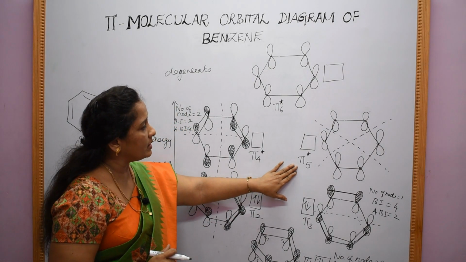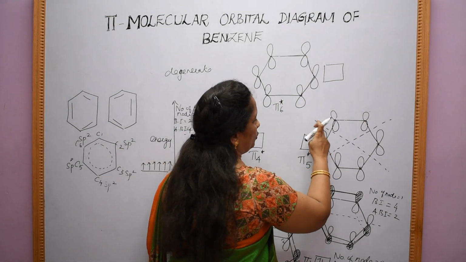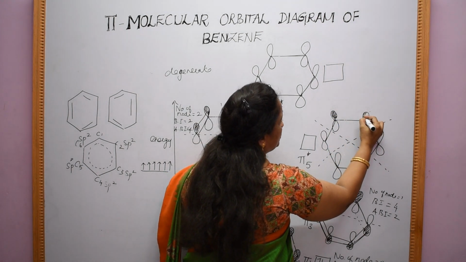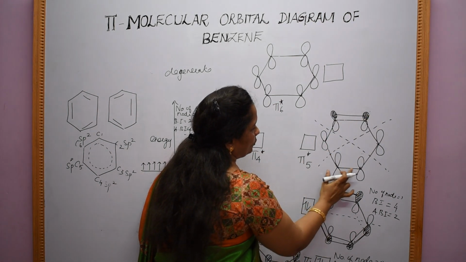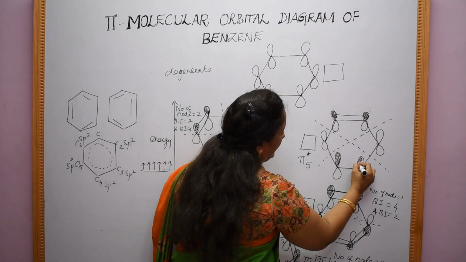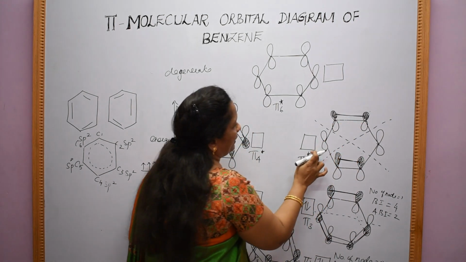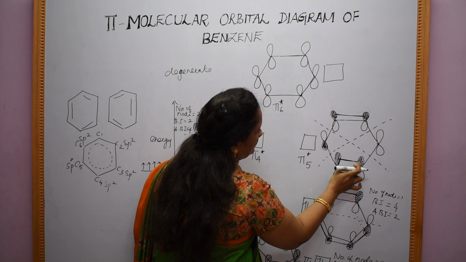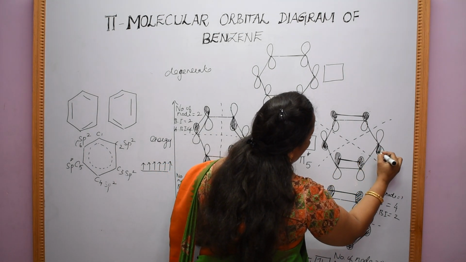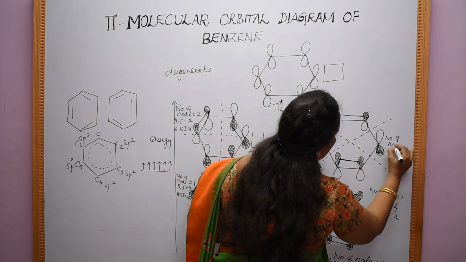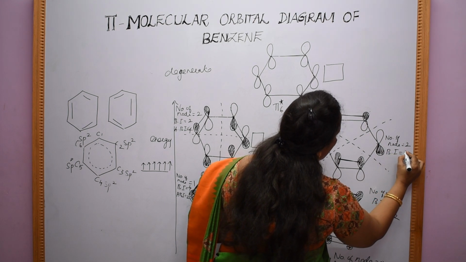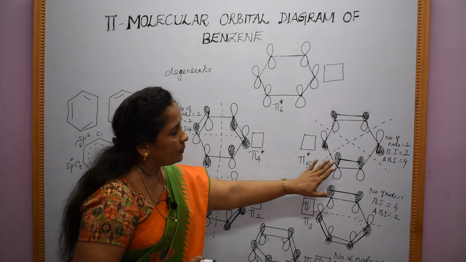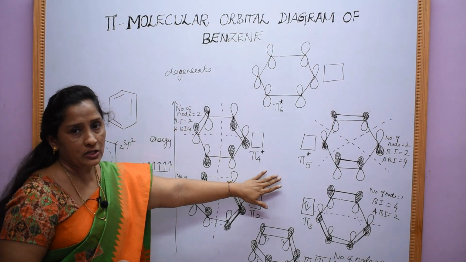Coming over here for the pi star 5 molecular orbital, we are having 2 nodes which are crossing the molecule like this. So let us see how many bonding interactions are there. There is no node in between, so there is a bonding interaction, and here also there is no node in between, so we have a bonding interaction, right? So we have two bonding interactions. Coming to anti-bonding interaction, since this is low, this is up, and this is up, and this is up, and this should be low. So we have number of nodes equal to 2, bonding interaction equal to 2, and anti-bonding interaction equal to 4. In both the cases, pi star 4 and pi star 5, the number of bonding interactions is equal to 2 and anti-bonding interactions is equal to 4.